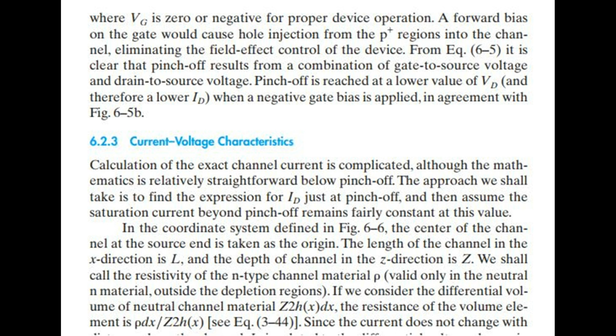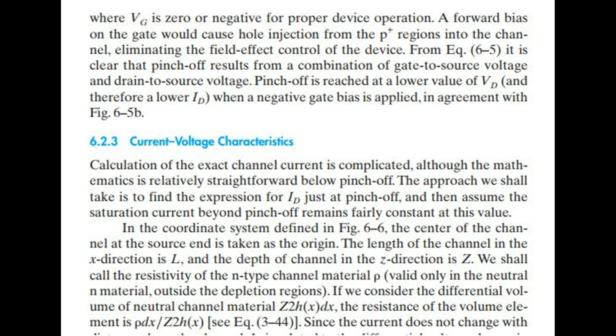In the coordinate system defined in Fig 6.6, the center of the channel at the source end is taken as the origin. The length of the channel in the x direction is L, and the depth of the channel in the z direction is Z. We shall call the resistivity of the n-type channel material rho, valid only in the neutral N material, outside the depletion regions. If we consider the differential volume of neutral channel material Z 2h(x) dx, the resistance of the volume element is rho dx over Z 2h(x), Eq 6.6.